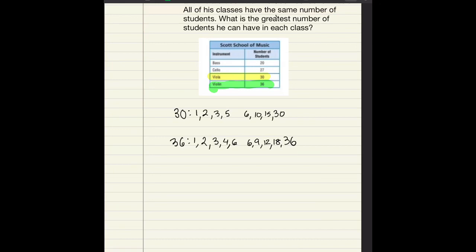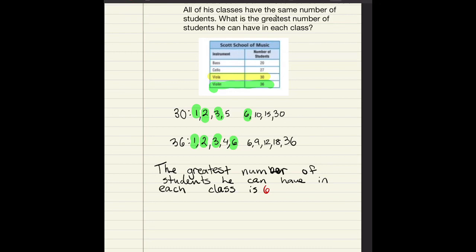All right, now, what do we have in common? 1, 1, 2, 2, 3, 3, no 4, no 5, we have 6, no 9, no 12, no 15. So we can see here that I'm not going to say the GCF is 6 because it's not asking me what the GCF is. It's asking me what the greatest number of students he can have in each class. So I'm going to write that out and say, all right, the greatest number of students Francisco can have in each class is 6. And that's my final answer.